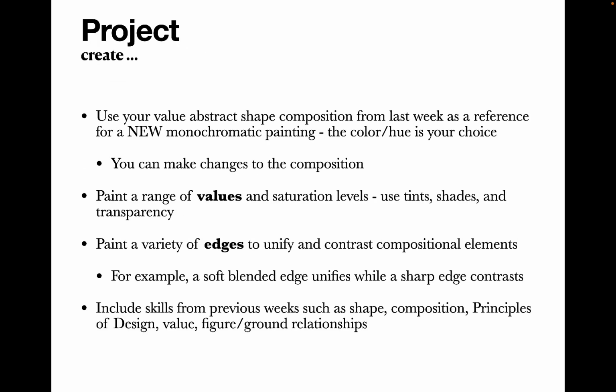And then for your project, you're going to create a new abstract shape composition, but using as a reference the shape composition you made from last week. So that's going to be like your reference image, but you're going to create a new monochromatic painting, using the shapes and the composition you created last week. You can make updates and changes to it, and the color or hue that you choose for the monochromatic stuff is your choice. I want you to paint a range of values and saturation levels.